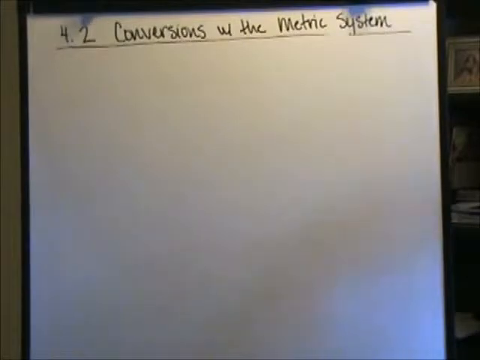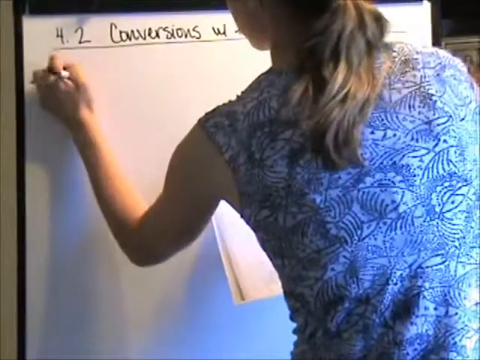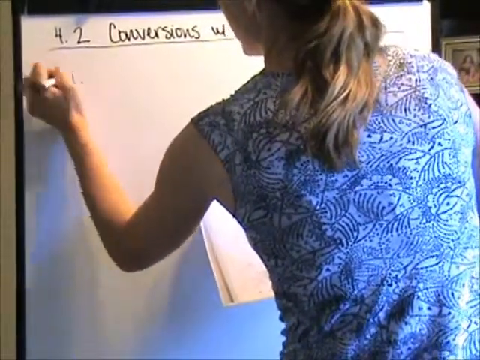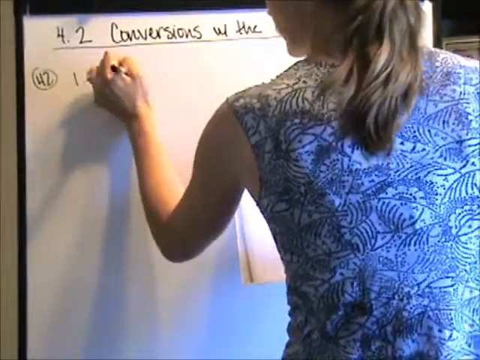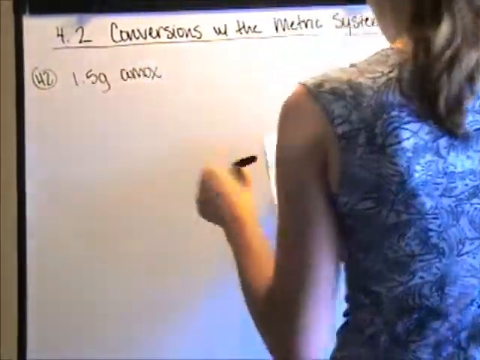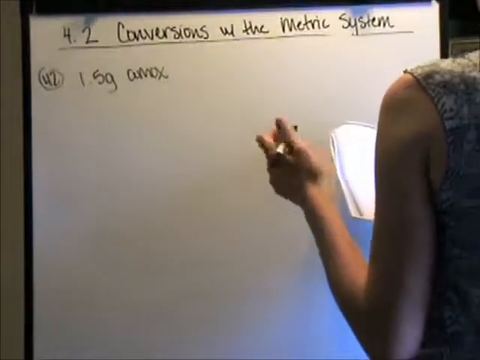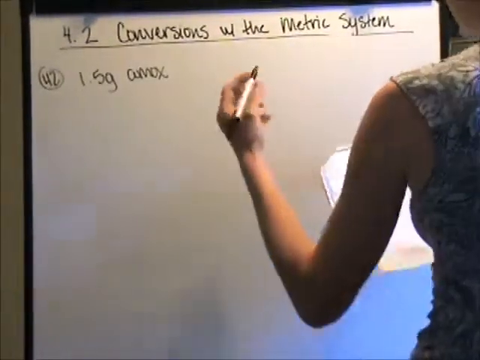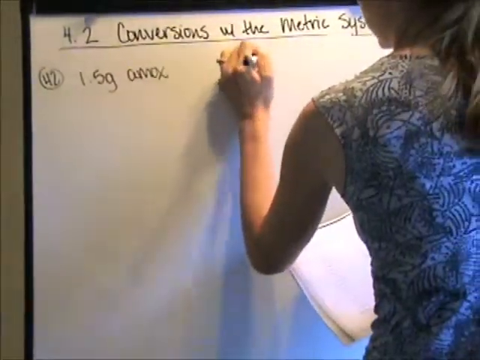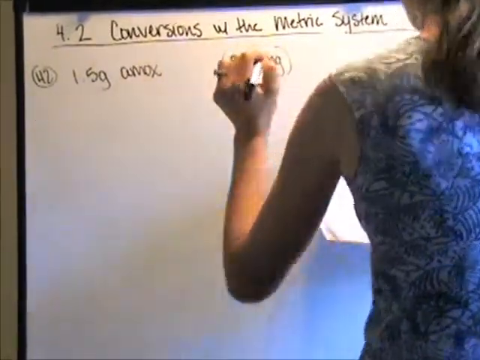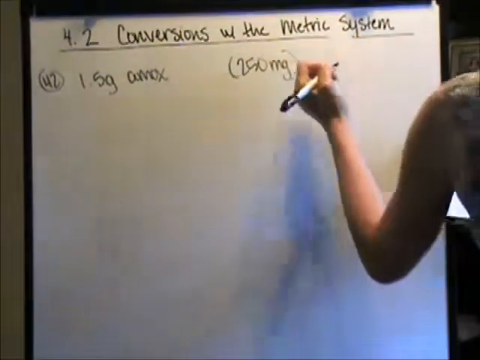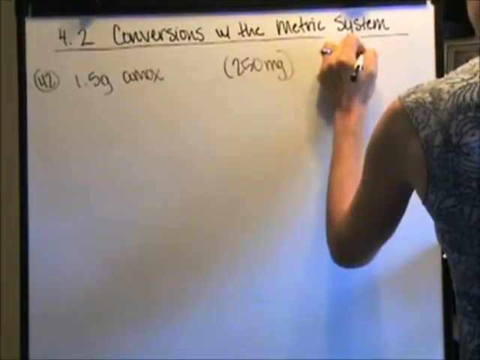All right, let's look at number 42. A patient is to take 1.5 grams of amoxicillin prior to a dental procedure. The capsules available are shown in the following label. They're shown as 250 milligrams. How many capsules will be dispensed? So that's what we're going to find.